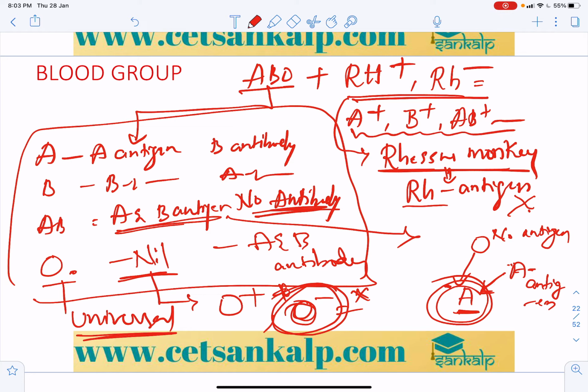It causes agglutination. So that is why there should be a compatibility. So AB is universal acceptor. So these are the things you have to keep in mind.